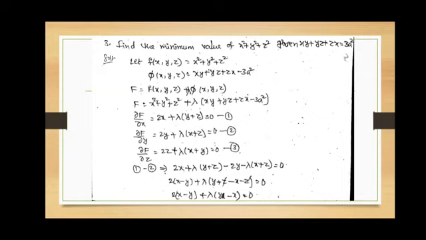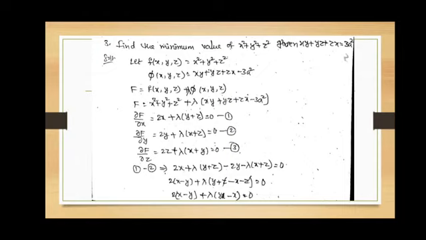If we observe these equations, they are not similar. First we frame some relation between the variables. Now we do equation 1 minus equation 2. Equation 1, that is 2x plus lambda into y plus z, minus equation 2, that is 2y. Here we do the minus, so minus 2y minus lambda into x plus z is equal to 0.